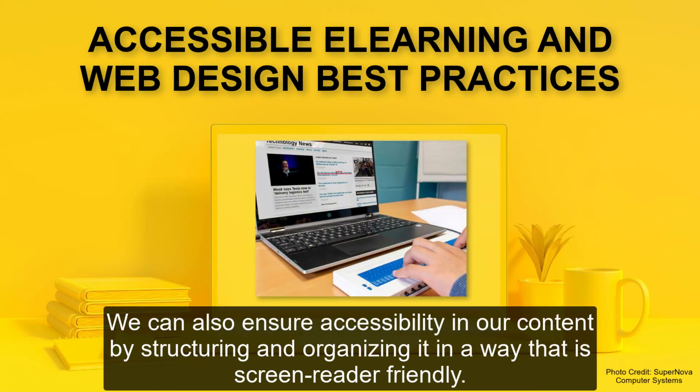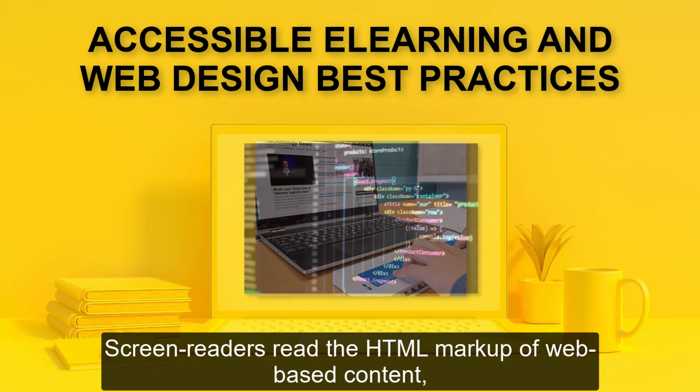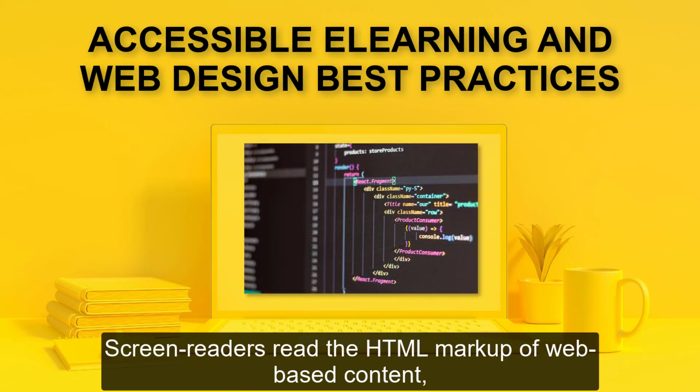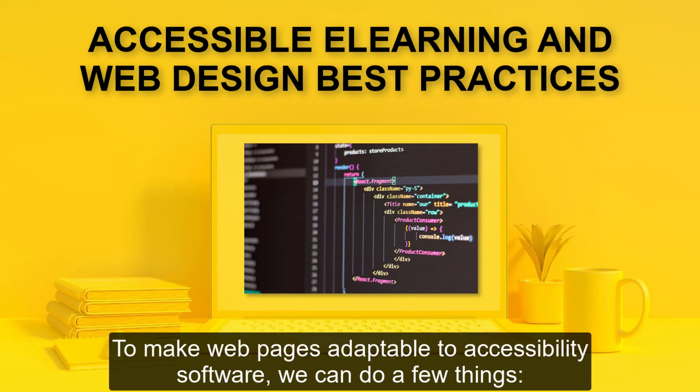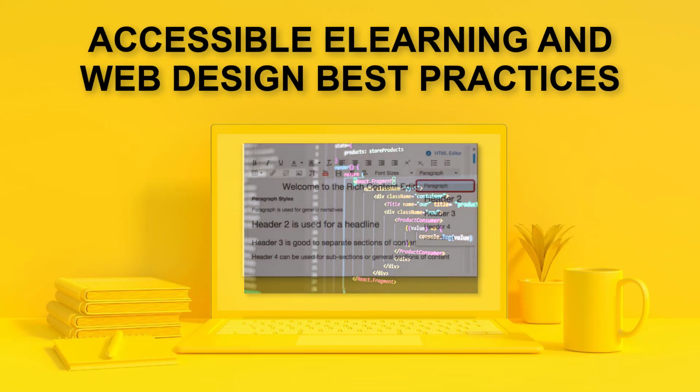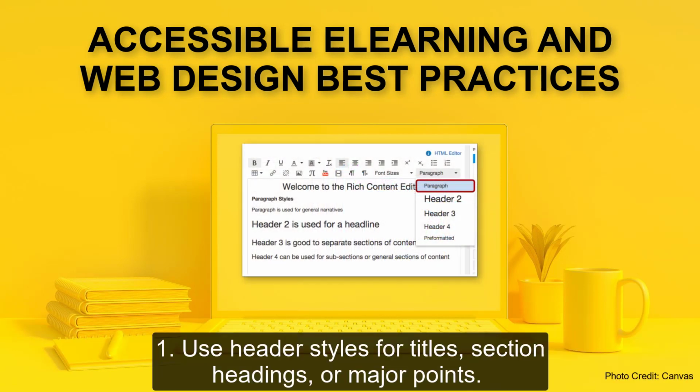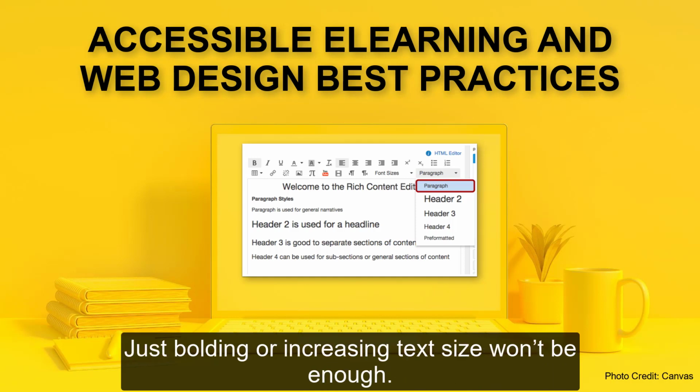We can also ensure accessibility in our content by structuring and organizing it in a way that is screen reader friendly. Screen readers read the HTML markup of web-based content, not necessarily what is being displayed. To make web pages adaptable to accessibility software, we can do a few things. 1. Use header styles for titles, section headings, or major points. Just bolding or increasing text size won't be enough.